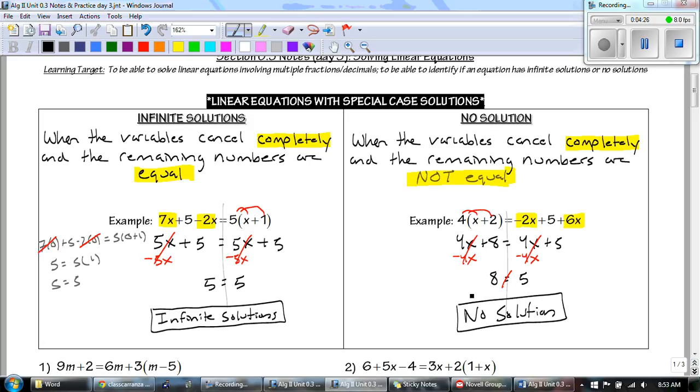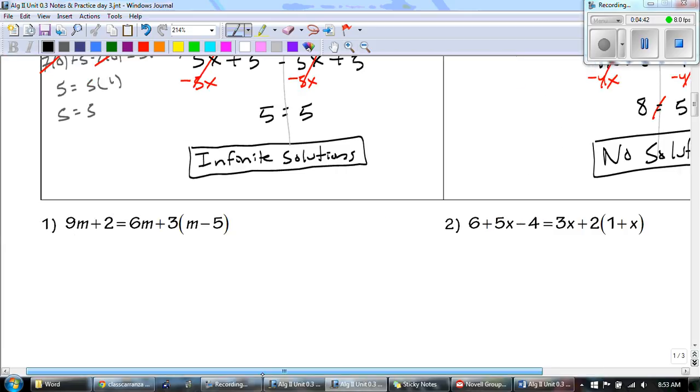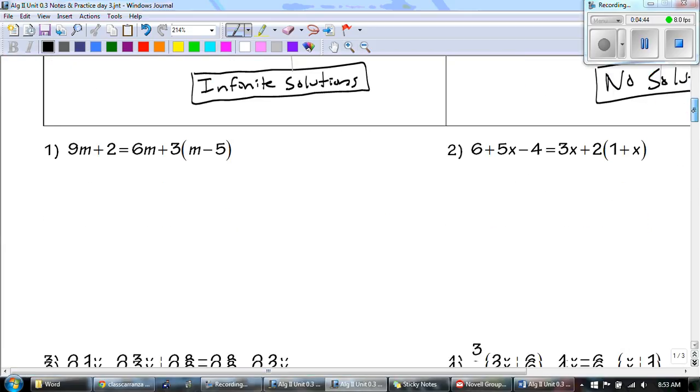Okay, now for infinite solutions, there is no shortcut. You guys need to write infinite solutions, but for no solution, there is a symbol, and that's the 0 with a line through it. Okay, cool. So let's go ahead and take a look at these and see what happens.